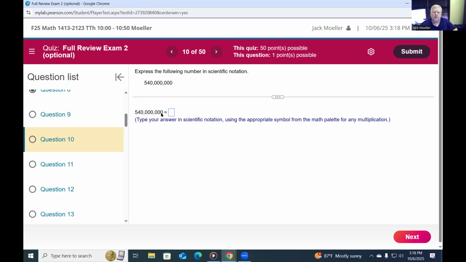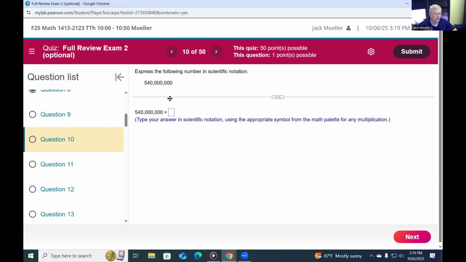And the power itself is determined by how many places you move the decimal. So in this case, we're going to put the decimal between the 5 and the 4. It moved 1, 2, 3, 4, 5, 6, 7, 8 places. And so the other thing you have to remember on the exponent is either positive or negative. If it's a big number, larger than 1, the exponent is always positive. If it is a small decimal number less than 1, then the exponent is negative. So this would be 5.4 times 10 to the positive 8.